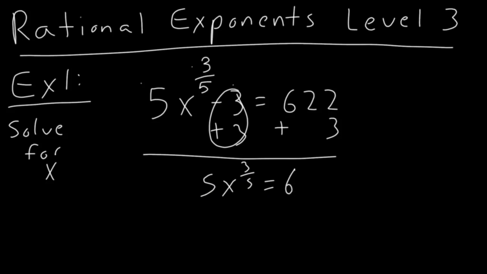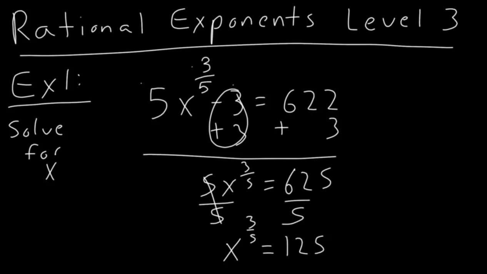Well, of course, that would be 625. Now from here, we're essentially back to a level 2 problem. How do you get rid of the 5? How do you get rid of multiplication? Well, the opposite of multiplication would, of course, be division. And so we divide those away, and we now wind up with x to the 3/5 is equal to, and what is 625 divided by 5? Well, if you were to use your calculator, you would find that it is 125.